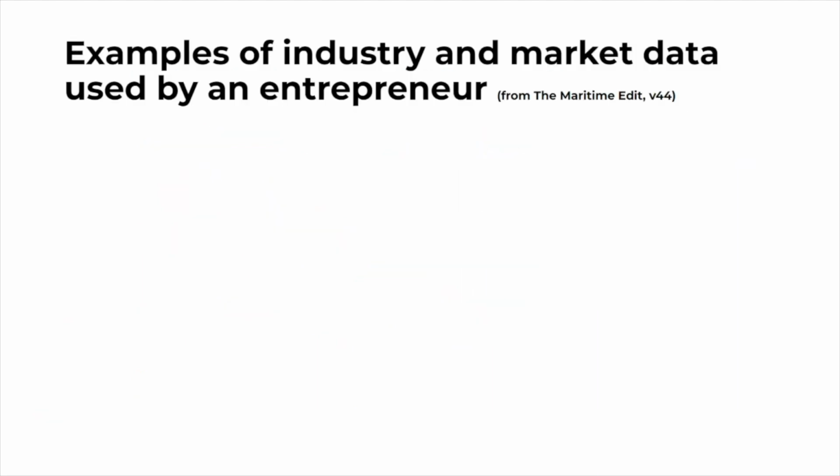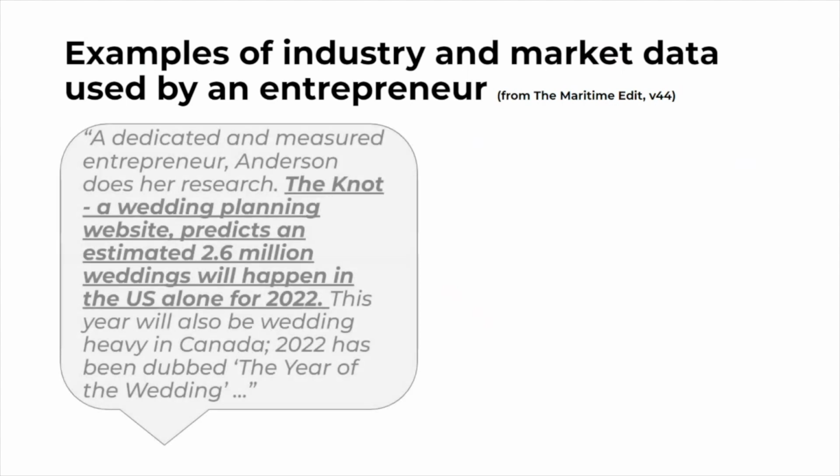So just a couple examples here, again, differentiating between industry and market data. This was from an article in the Maritime Edit, where an entrepreneur was talking about a wedding business. And this one right here: a dedicated and measured entrepreneur, Anderson does her research. So this is the citation to The Knot. The Knot is a wedding planning site. The Knot predicts an estimated 2.6 million weddings will happen in the US alone for 2022.